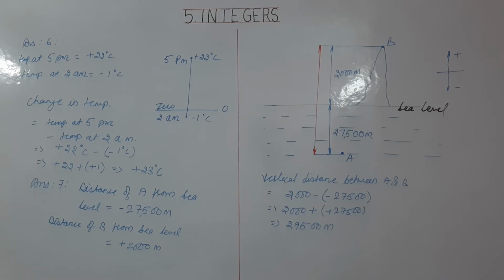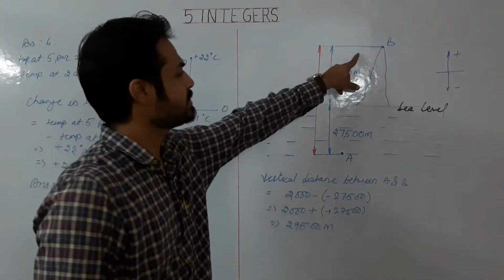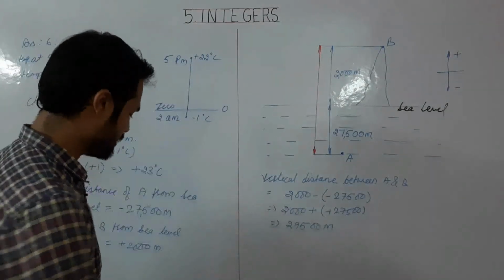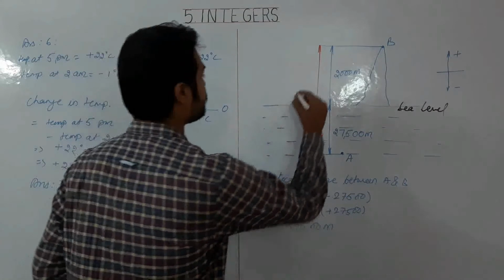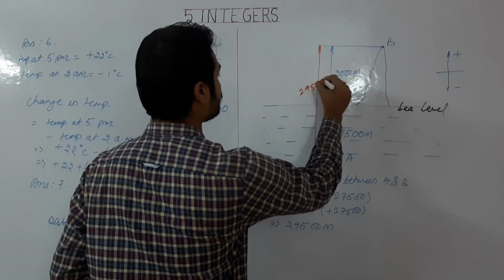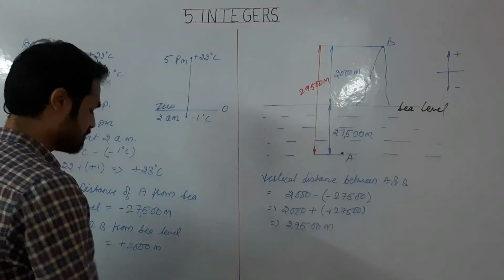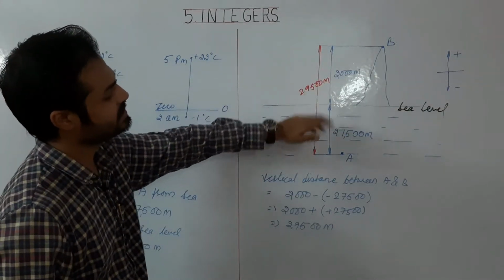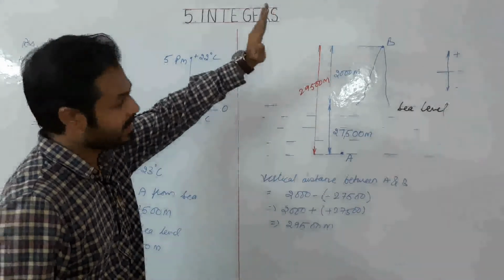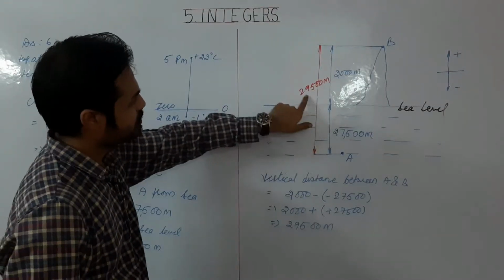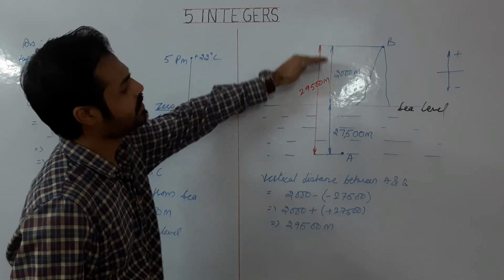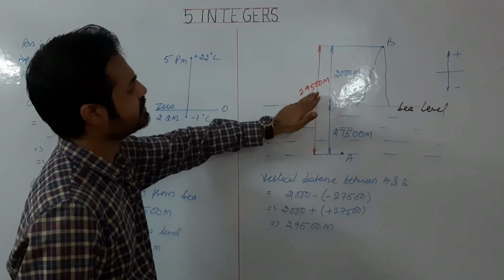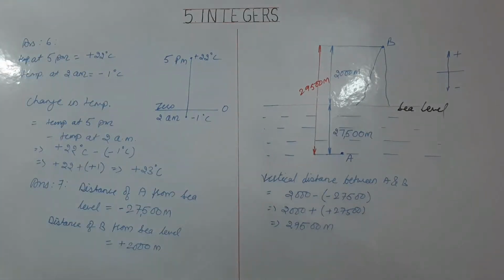Now point B is 29500 meters in the upward direction. So B is 29500 meters above A and A is 29500 meters below B. It means the difference between these 2 points A and B is 29500, right?